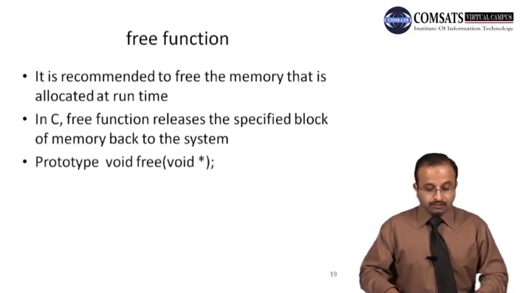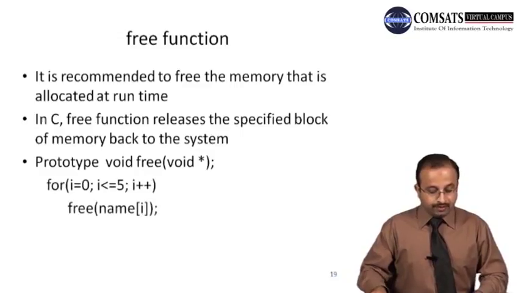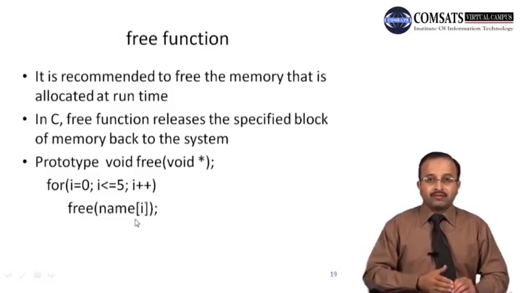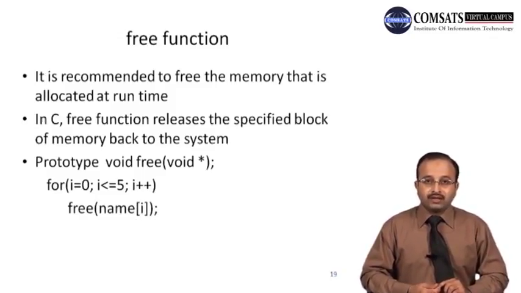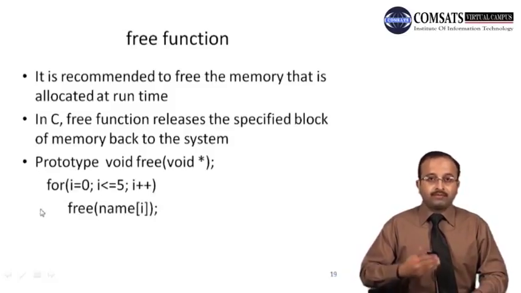So the prototype of the free function is void free(void *). So you can pass a pointer of any type to it. What will the pointer contain? An address, that is, the address of the memory that is allocated using the malloc function. So in the previous program we have to execute this for loop 6 times. This for loop will run: name of 0, name of 1, name of 2, 3, 4, 5. All of these contain memory addresses of memory that was dynamically allocated using the malloc function. So the loop will run 6 times and free all that memory, and we have to execute this loop at the end of the program before exiting.